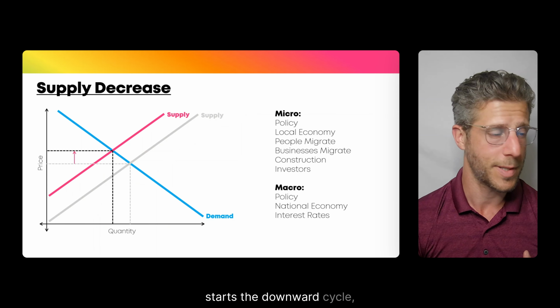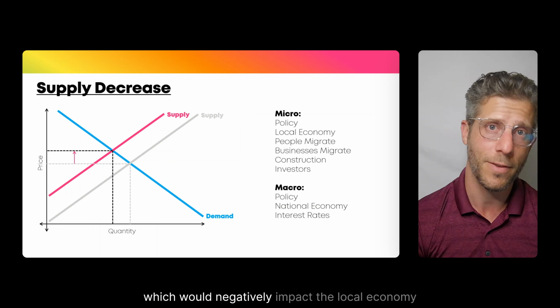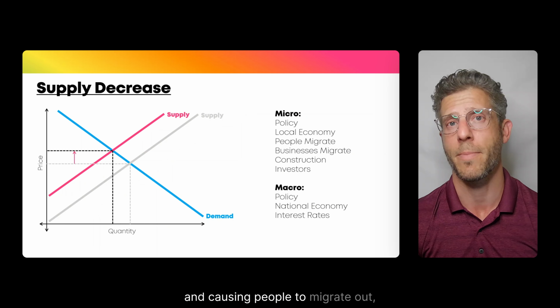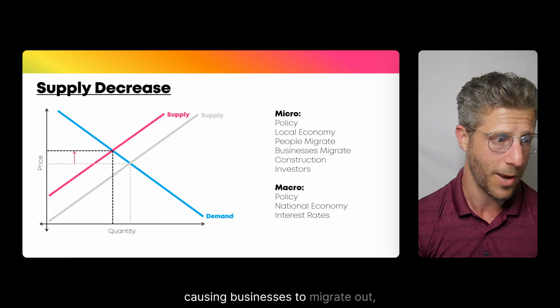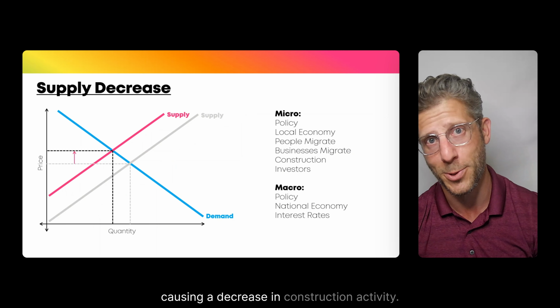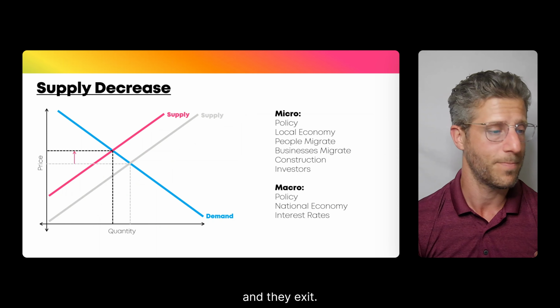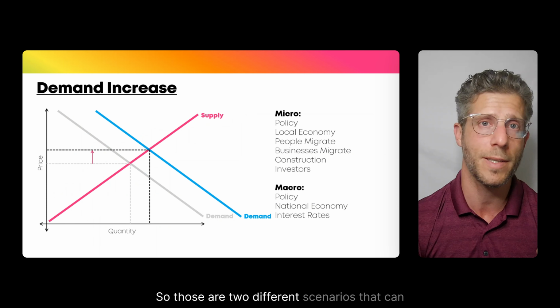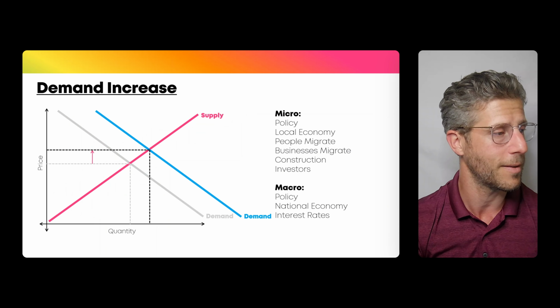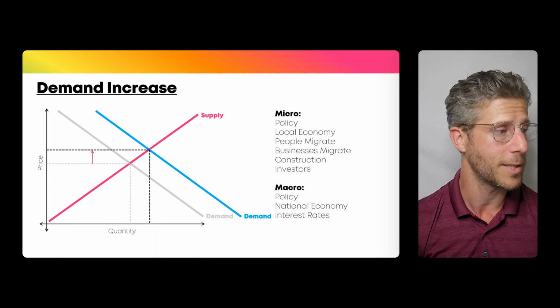This starts the downward cycle, which would negatively impact the local economy, causing people to migrate out, causing businesses to migrate out, causing decreasing construction activity. Investors see this as a losing market and they exit. So those are two different scenarios that can happen to impact the supply.